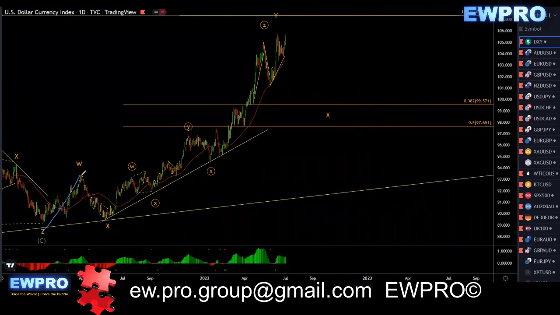Getting straight into the weekly outlook, starting with DXY on the daily, like we usually do. We're looking at WXY. We're still in this wave Y, and then we'll be looking for X2 down to that 38.2, and then the Z up.